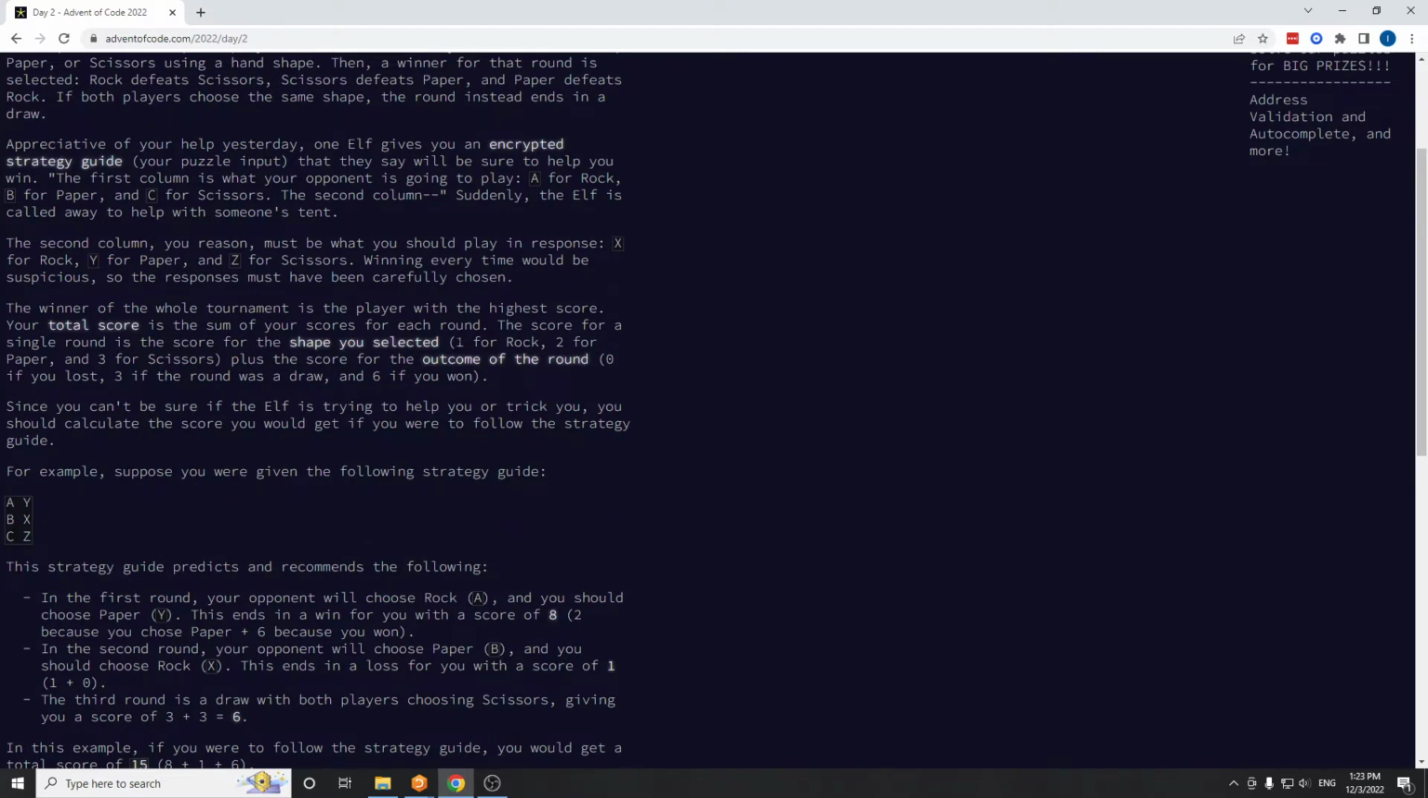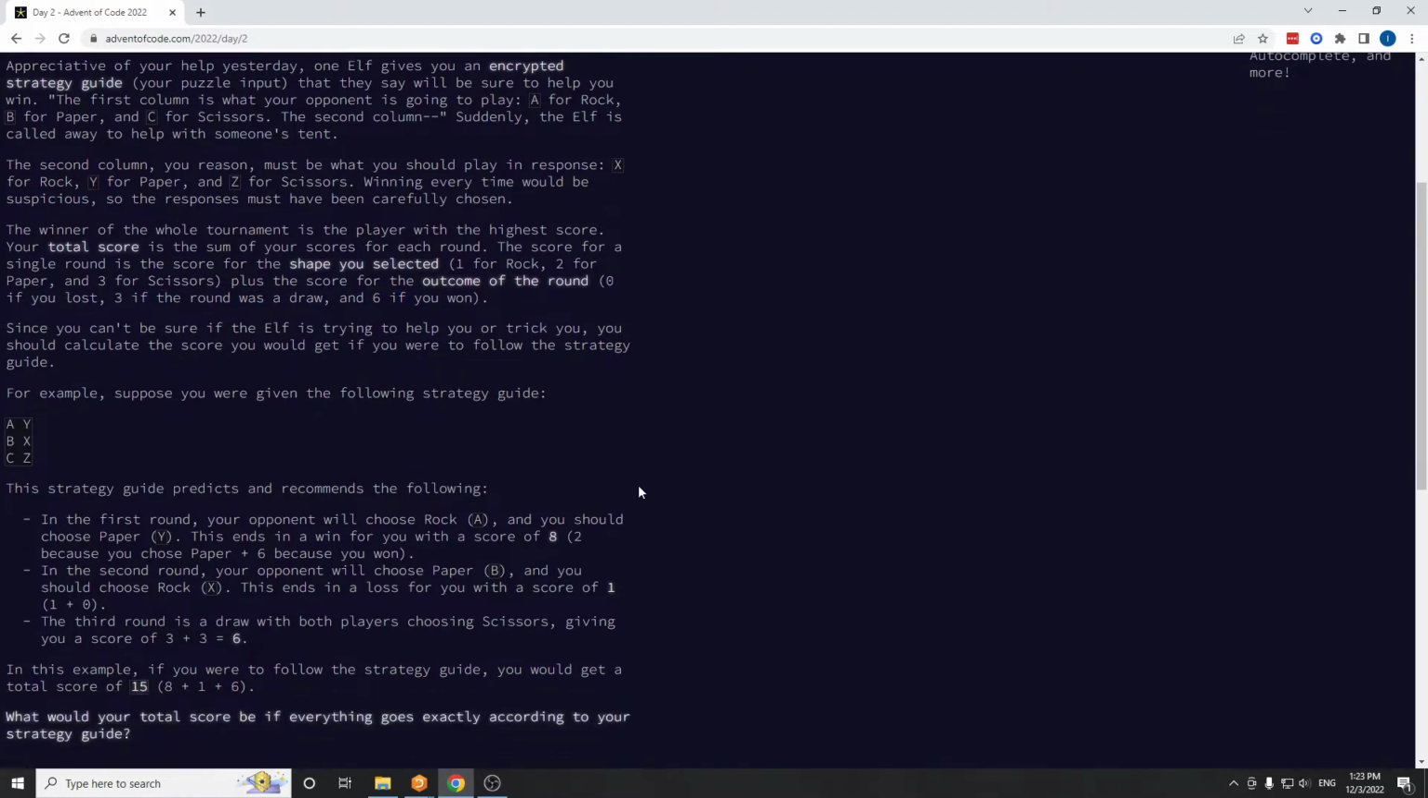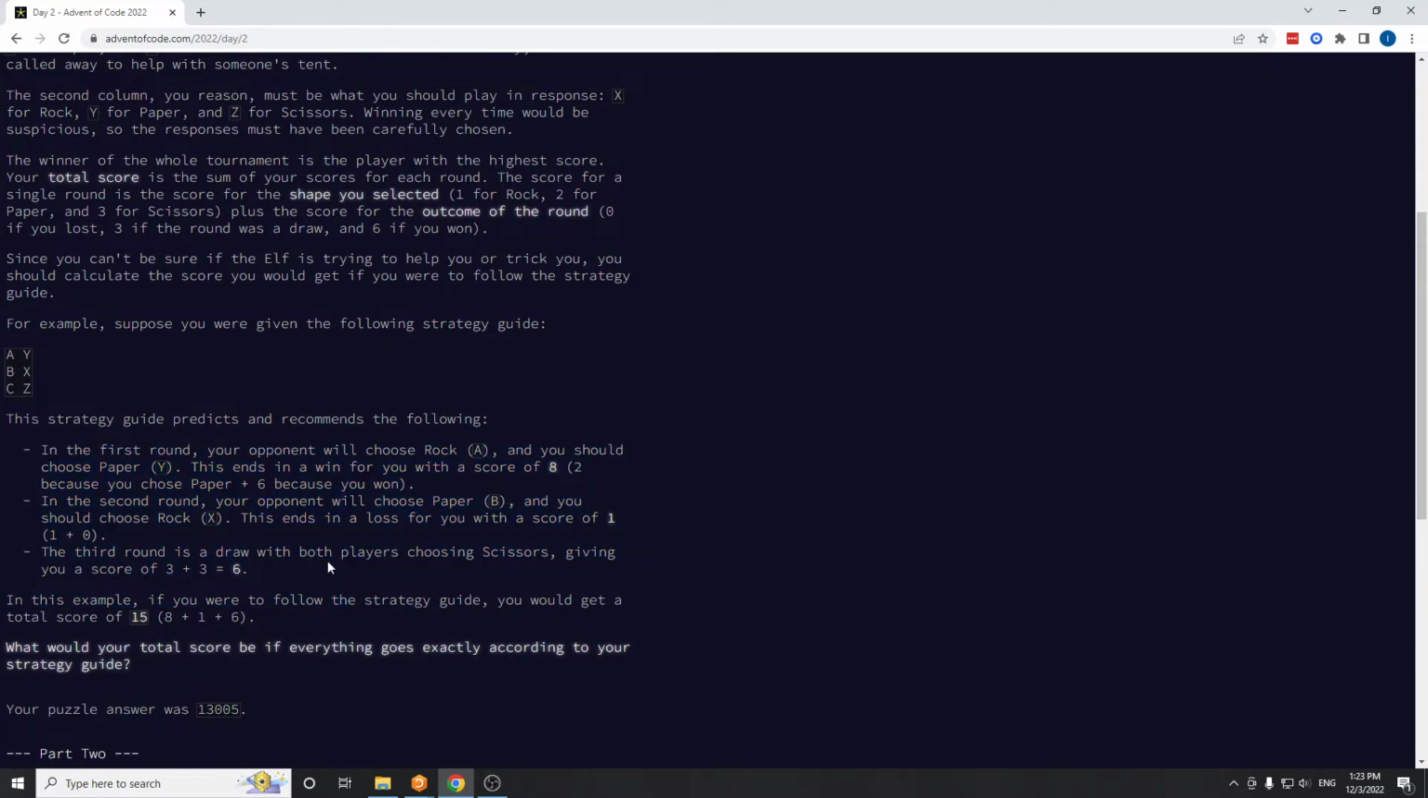So we get points based on the move that we play. So 1 for rock, 2 for paper, 3 for scissors. And then we also get a score based on the outcome of the round. And it's 0 points for a loss, 3 points for a draw, and 6 points for a win. And there's just some explanation here. And the idea is that we resolve all these rounds, and then we perform this scoring. And the question is, what is the total score after playing all of those rock, paper, scissors games?